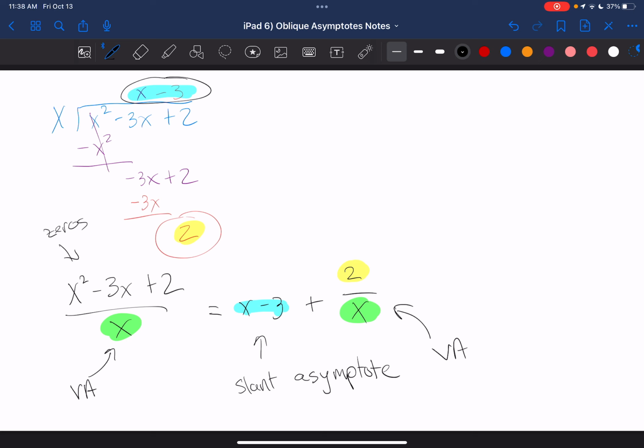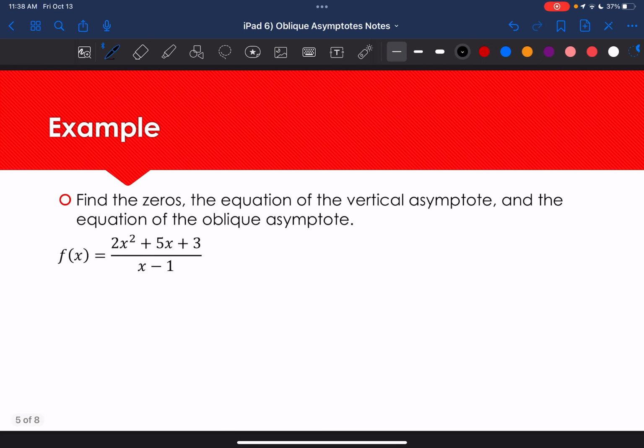Okay, let's do something. Find the zeros, the equation of the vertical asymptote, and the equation of the oblique asymptote for f of x equals that thing. I'm going to try and partition this up a little bit. Let's do the vertical asymptote first, just because I think it's the easiest. Set x minus 1 equal to 0. You get x equals 1. Vertical asymptote done.